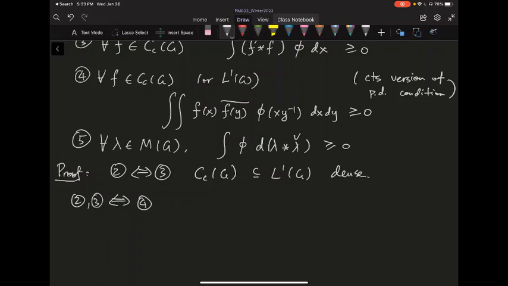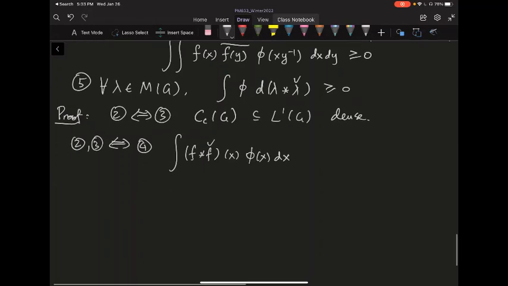Well, the reason is quite simple because 4 is essentially just rewriting this double integral. All right, so if I consider this double integral, let me write the single integral first. So I integrate the convolution, this positive element, and then I have phi of x dx. All right, so I can use the definition of the convolution. Now it becomes a double integral. I have f of x y inverse, f check of y, and then I have this phi of x dx, okay?